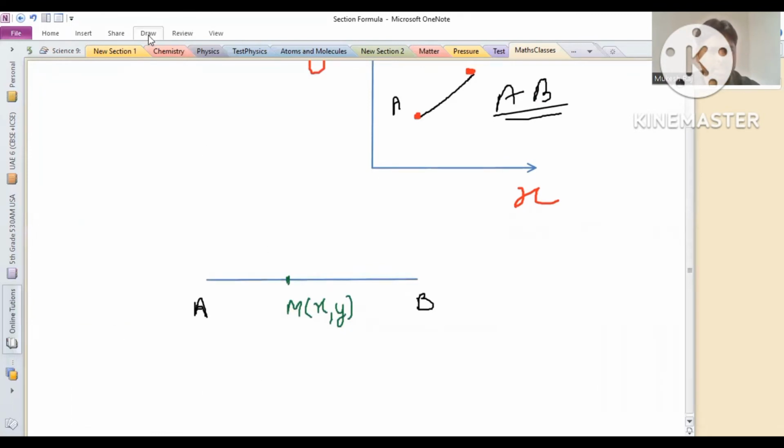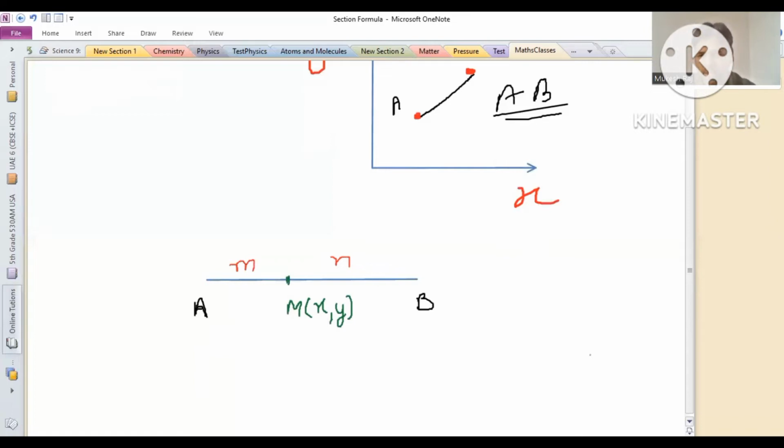Now, the section formula says that suppose we are imagining for an instance that we are having the ratio. We should know the ratio in which the line is being divided. Suppose that it is being divided in the ratio m and n. This m and n is not the exact value, but it is the ratio in which this line segment has been divided into two different parts.